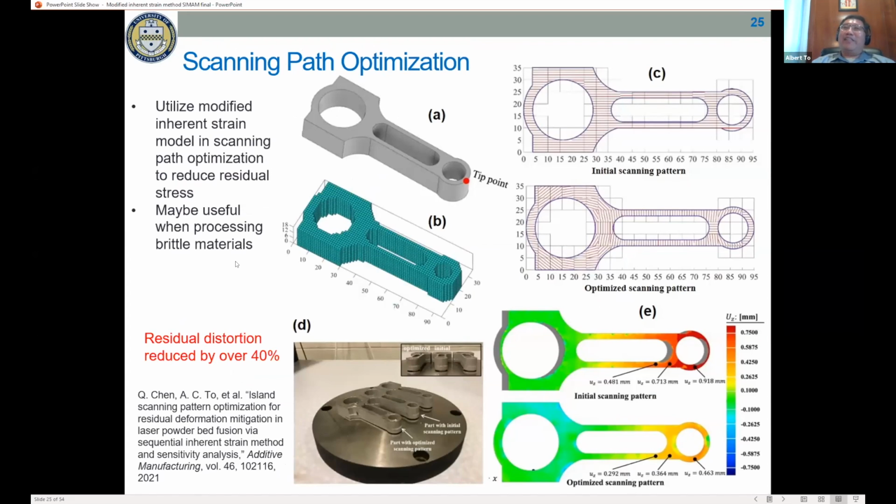This is a totally new application, trying to design a scanning path to reduce this residual stress. This may be very important in printing brittle materials. We were able to optimize the scanning path on an island scanning pattern strategy, and were able to reduce the distortion after cutting by 40%. So we think that this technique may be very useful in printing brittle materials in the future.